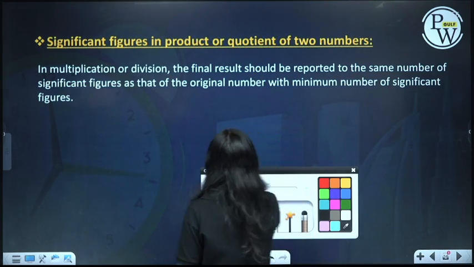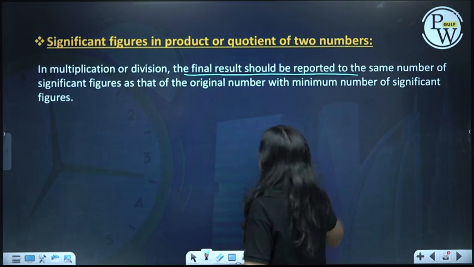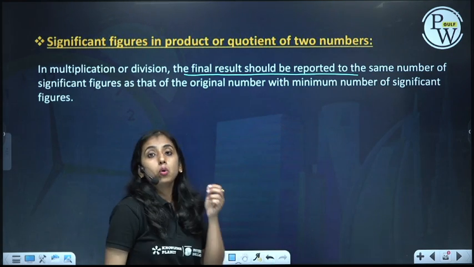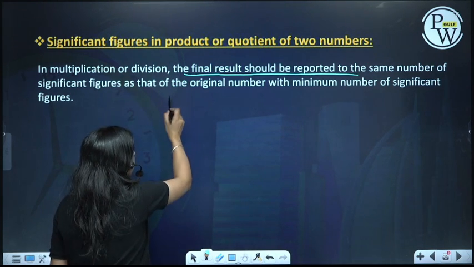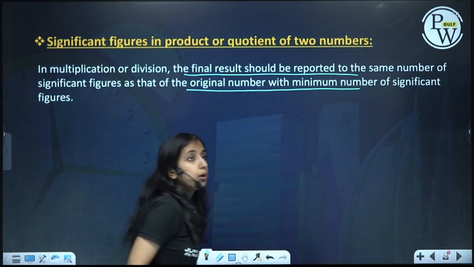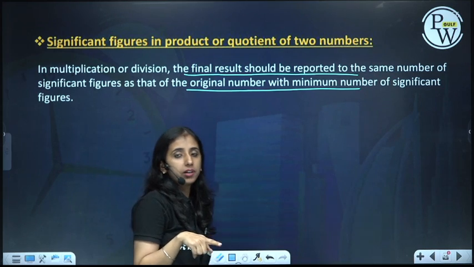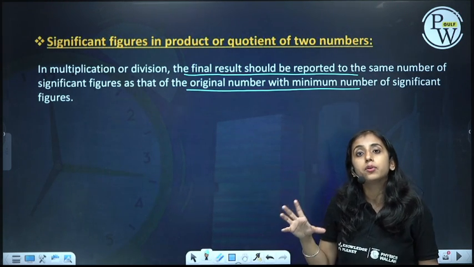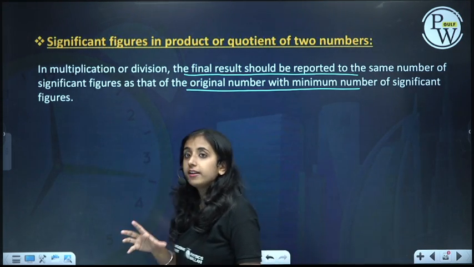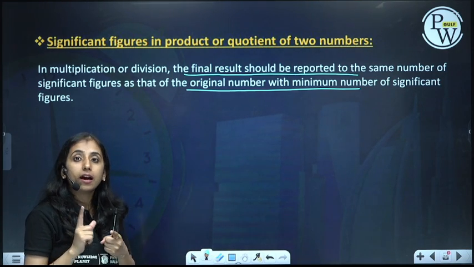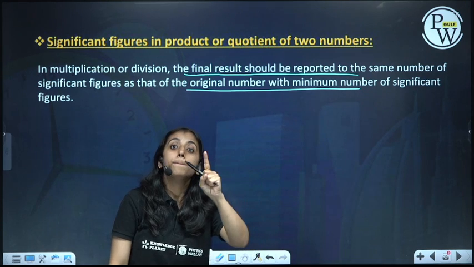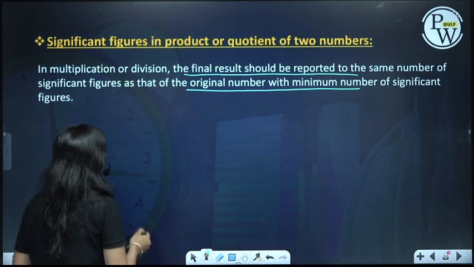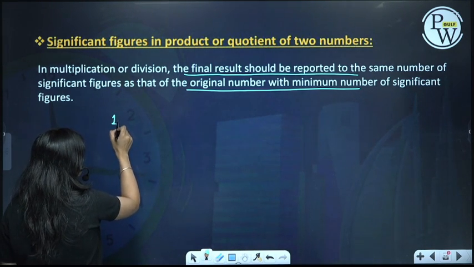Now let us see what happens in multiplication or division. In multiplication or division, the final result should be reported to only that many significant figures as the original number with the minimum number of significant figures. Okay, let us take an example.